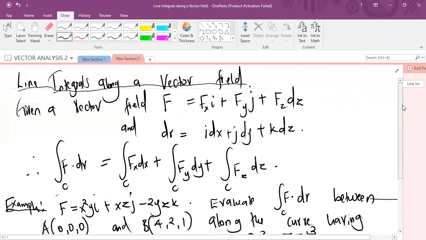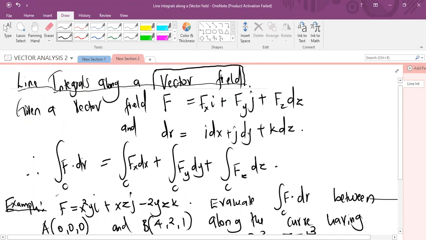Hello guys, so still under vector analysis, I would like us to look at line integrals, now along a vector field. Initially, we looked at line integrals along a scalar field. Now, an arbitrary vector field F is given by F of x i plus F of y j plus F of z k, so this is whereby we have i, j, k. So a vector field means the direction is present. Our dr is still given by the same. So we want to get the line integral of F, where F is our vector field.